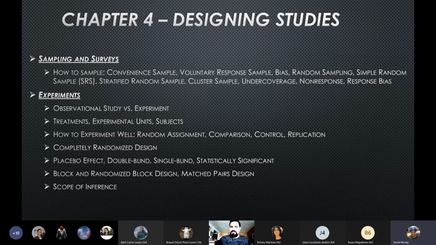We can use a block or randomized block design, and a form of block design is our matched pairs design, which then leads us to using matched pairs T procedures, which is a form of one sample T procedures, which could be used for confidence interval or a significance test.